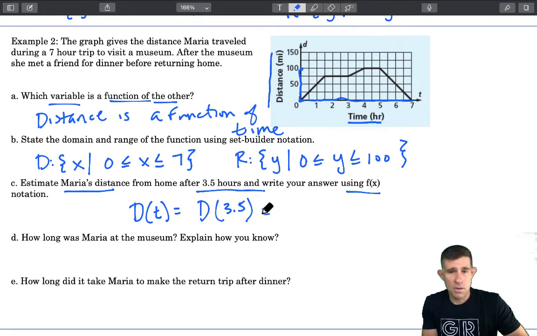So our input is 3.5. In other words, our x value is 3.5. So I'm going to go over on the x-axis to where 3.5 is, and I'm going to come up to where the graph is, and that's the result when our argument is 3.5. So I'm going to just read that across here to the y-axis. It looks like that's somewhere between 75 and 100. So we're just going to guess that is approximately 85 miles. It's important to use that unit of measurement on there as well.